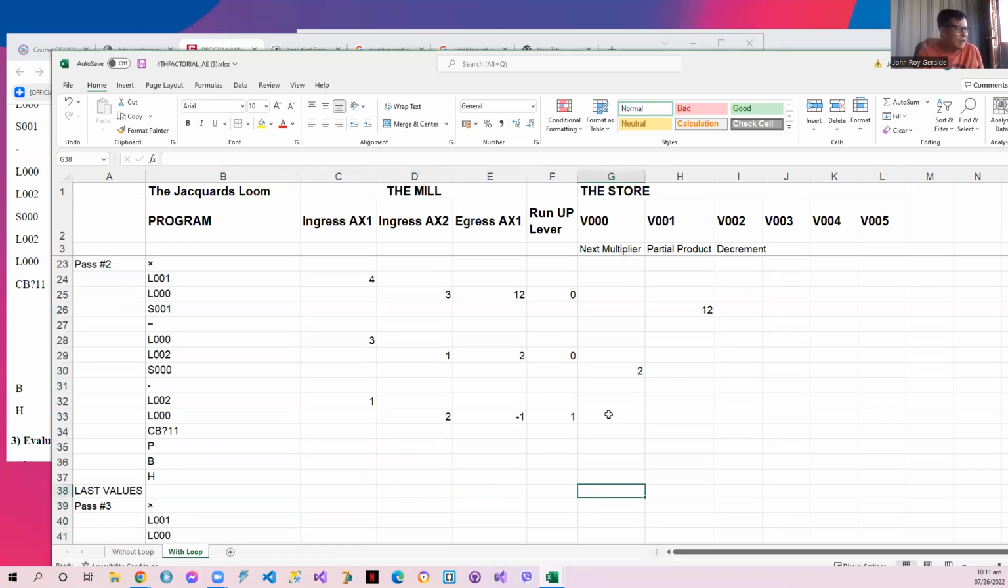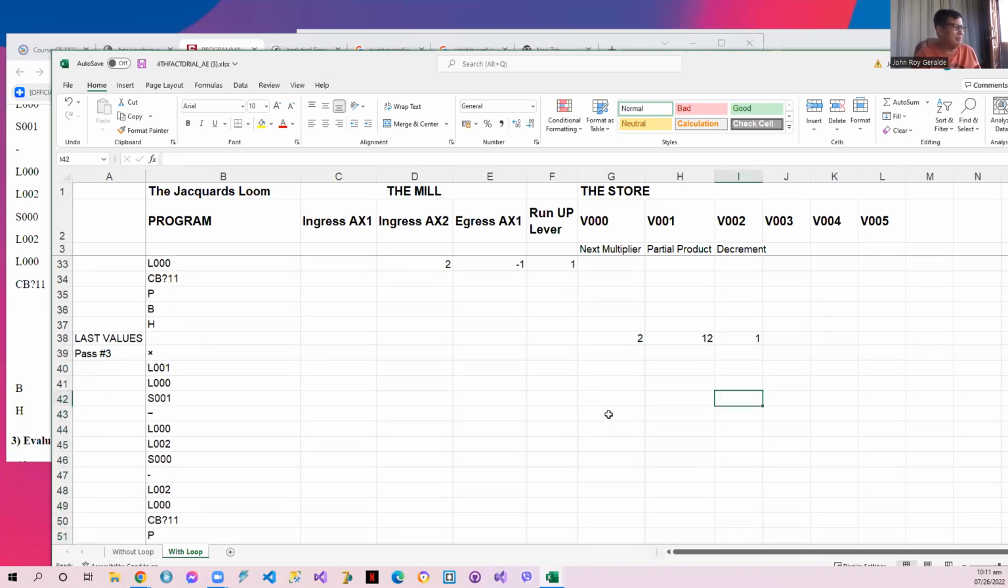So, we have to record the last values. The last value for this is 2. This is 12. This is 1. Okay? We follow. We don't have to scroll up. Okay? Times. Okay. L001. This is 12, right? L000. This is 2. Multiply them by 2. This becomes 24. Run up labor is 0. Okay. And then we S001. So this becomes 24. We follow?